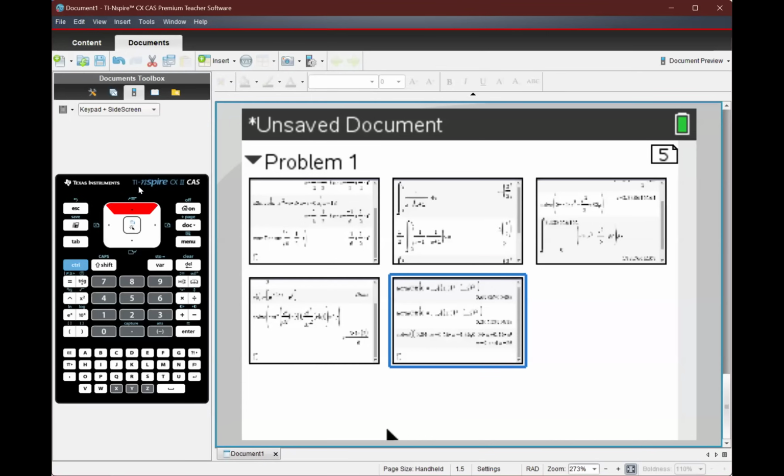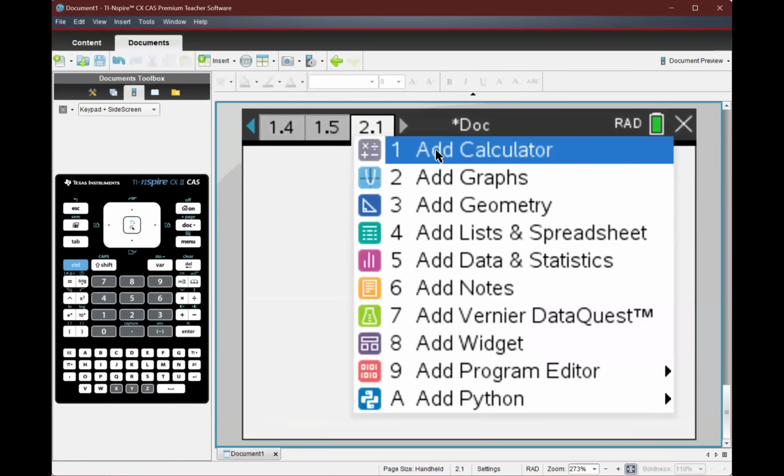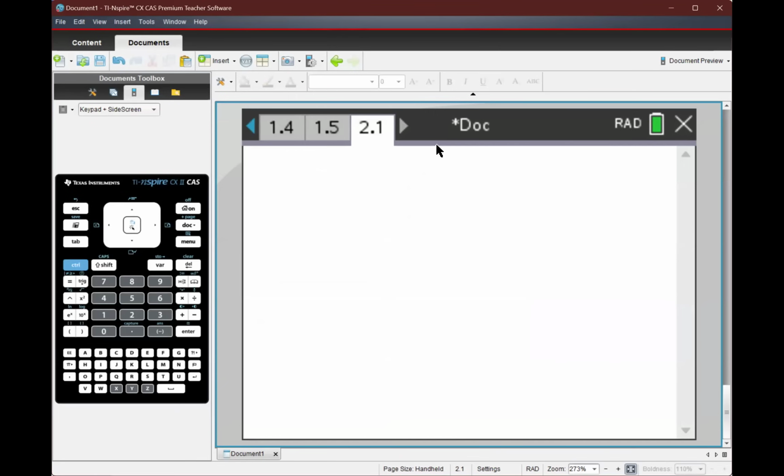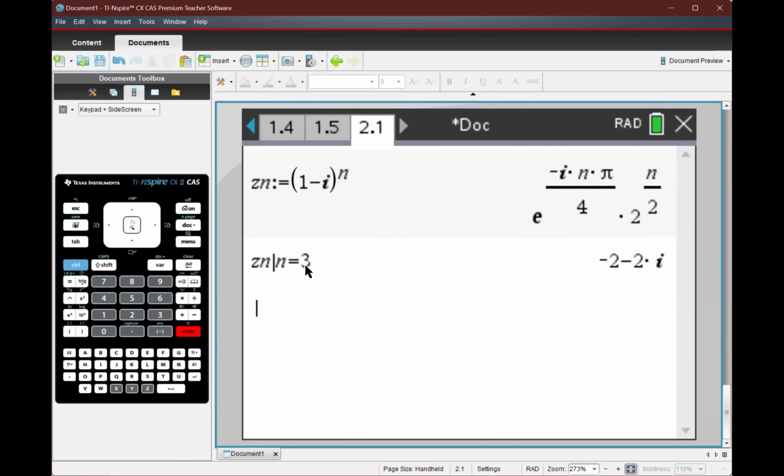If I insert a new problem, Zn is (1 minus i) to the power n. So it's 2 to the power n over 2, e to the i times minus n pi over 4. Or we just write e^i as cis. And Zn when n equals 3 is minus 2 minus 2i. If n equals 4, that is minus 4.